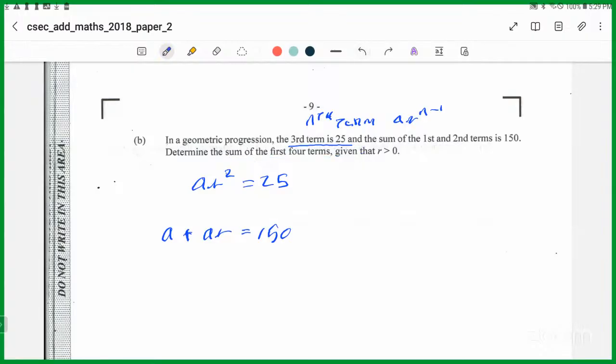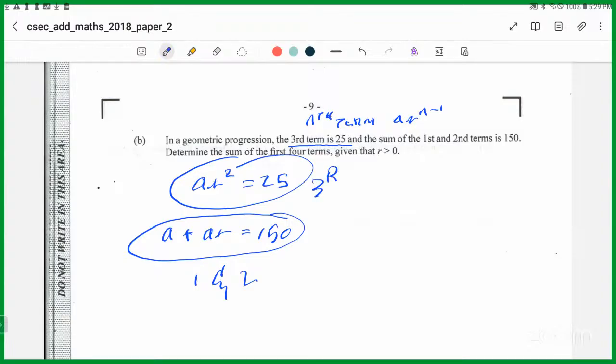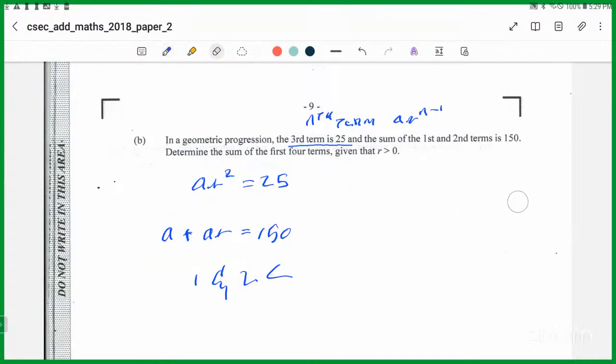Now look here, to get the sum of the first 4 terms, this is the sum of the first 2 terms, that's 1 and 2. This is the third term. So we just need to find the 4th term and add it to these. The 4th term would be AR cubed. But to do that, we need to calculate R first. So we want to solve these 2 equations simultaneously.